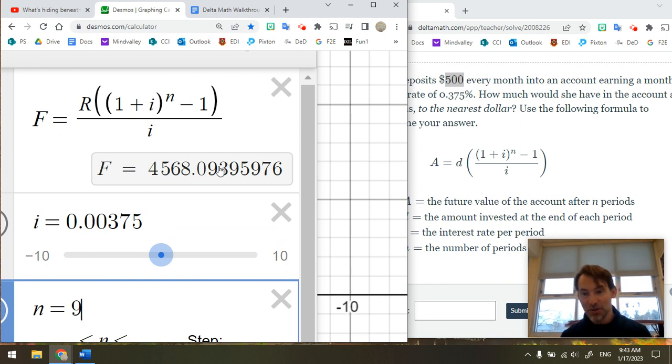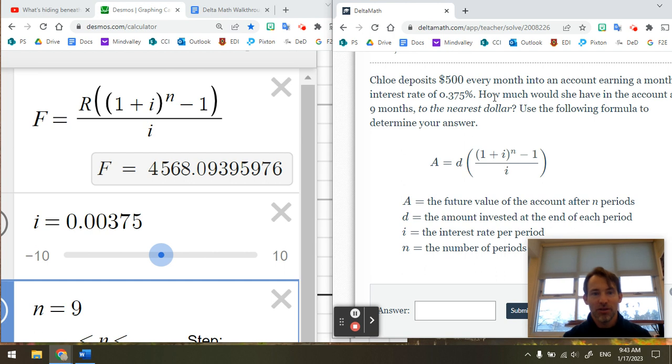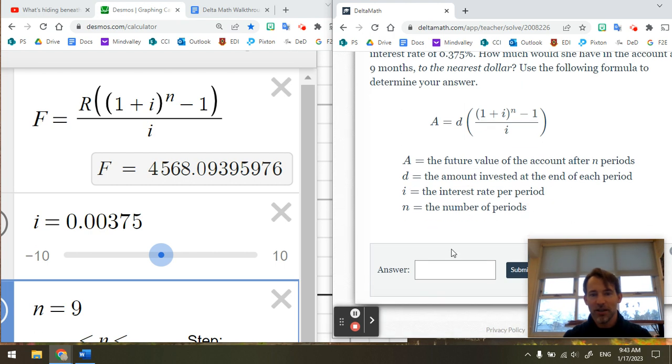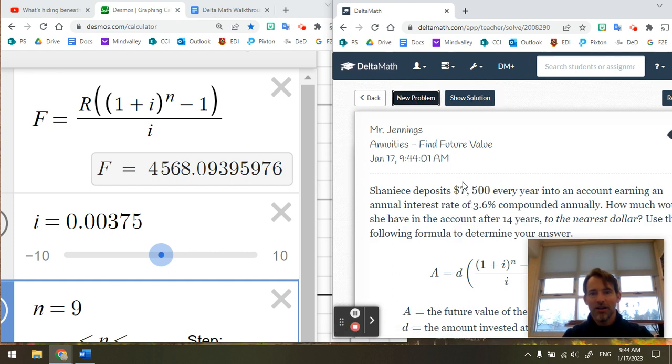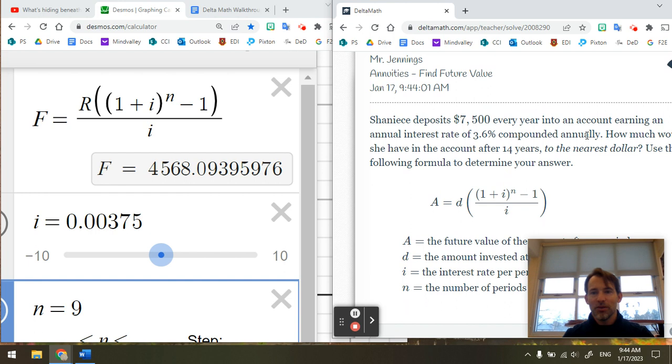Then we always want to do our does that sound reasonable check. So let's do our does that sound reasonable check. $500 she's investing every month for 9 months at a very small interest rate. We have $4,500 and a little bit. That little bit comes from the interest. So this number is totally reasonable. We want the answer to the nearest dollar, so it's 4568. Yay!